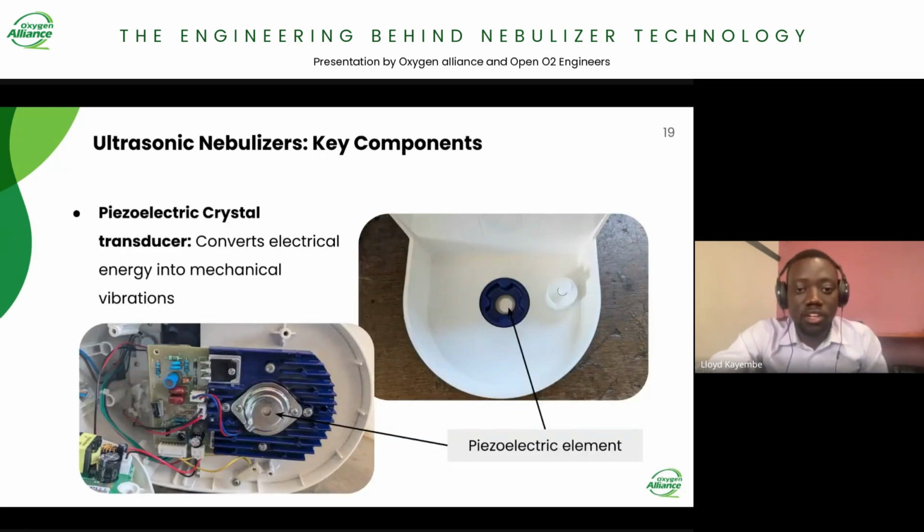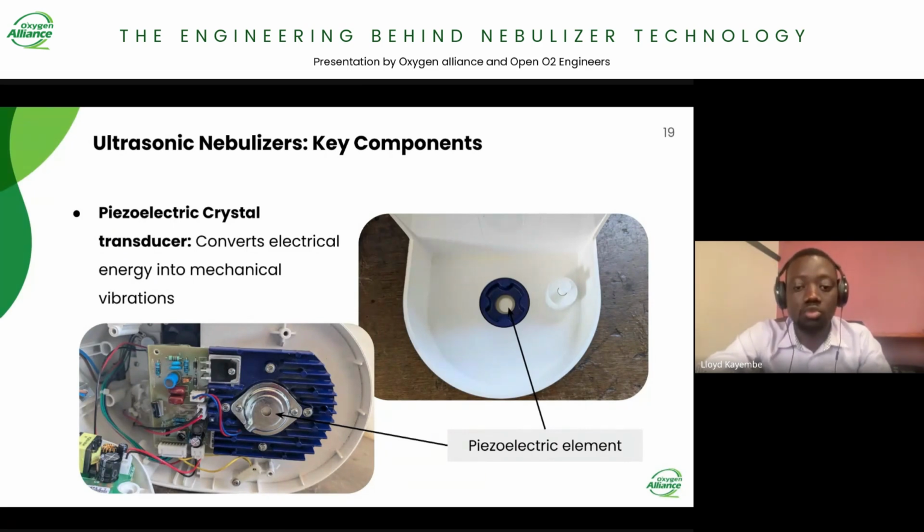There are a few key components that ensure the functionality of these devices. So let us explore these key components. The first major component is the piezoelectric transducer. This device converts electrical signals into mechanical vibrations using the piezoelectric effect. That is, when an electrical signal is applied to the piezoelectric material, it vibrates, converting the electrical energy into mechanical vibration.